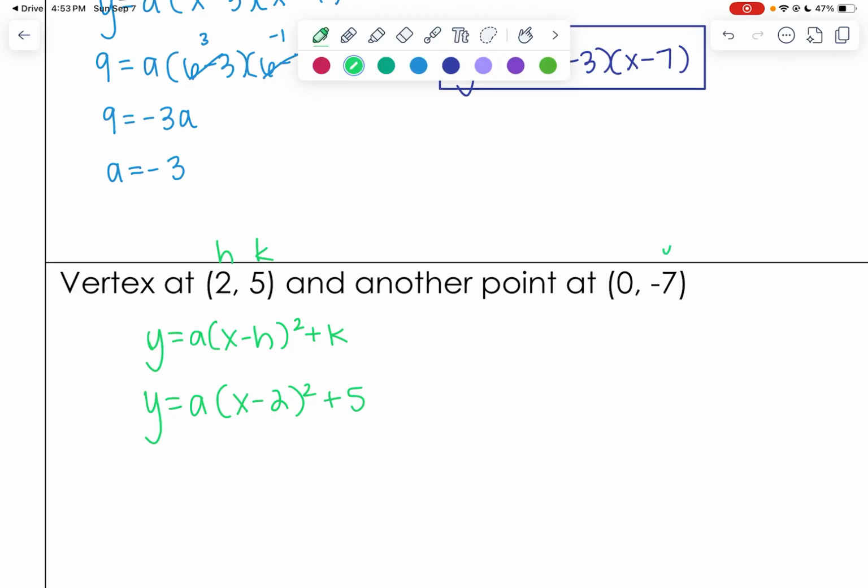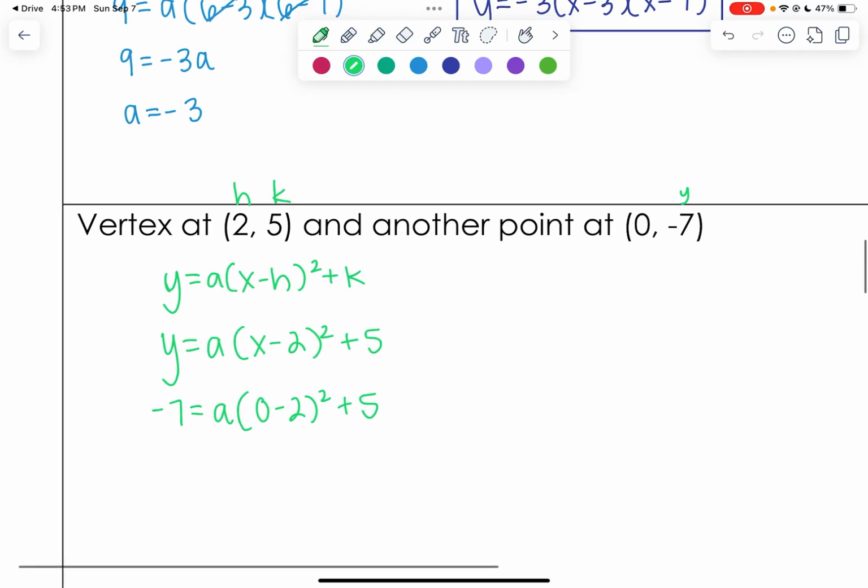So y is negative 7. So negative 7 equals, I don't know what a is, x for now is going to be 0, minus 2 squared plus 5. And then I just have one unknown. So I'm not having to do a 3x3. It's not a 2x2. I'm just filling in what I can into my formula and then using that other point to solve for my last unknown.